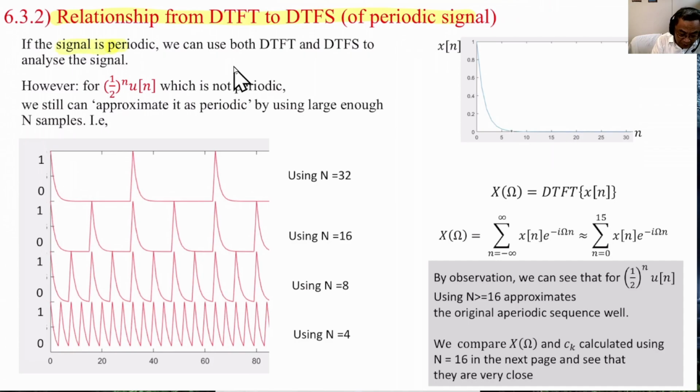Remember that if the signal is periodic, we can use both DTFT and DTFS. However, when the signal is not periodic, in this case like half to the power of n, we can approximate it to be periodic if we use a large enough sample of n, because look at this. Maybe after about 10 samples, it's almost close to 0. So let's examine what the DTFS of this sequence is.